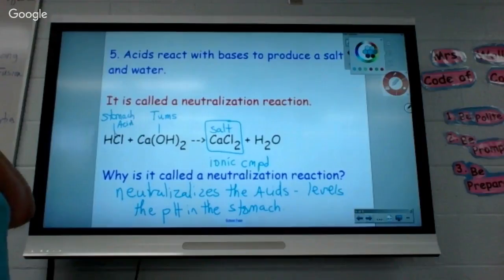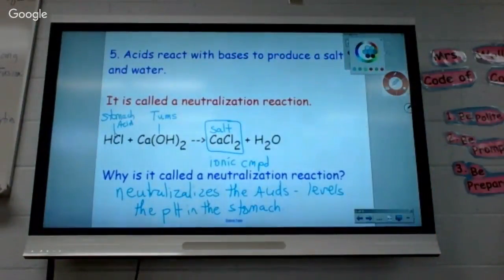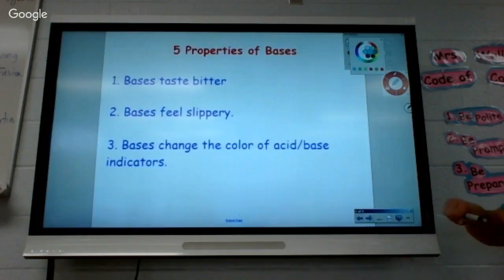Okay, everybody got it? Now, the nice thing about the bases is the first two are different, and the last three are the exact same, so we don't have to write the last three. Okay, so how are the first two different? How do bases taste? Bitter. Yep. Bases are bitter. Bases feel how? Slippery. You can tell when you have them on your hand.